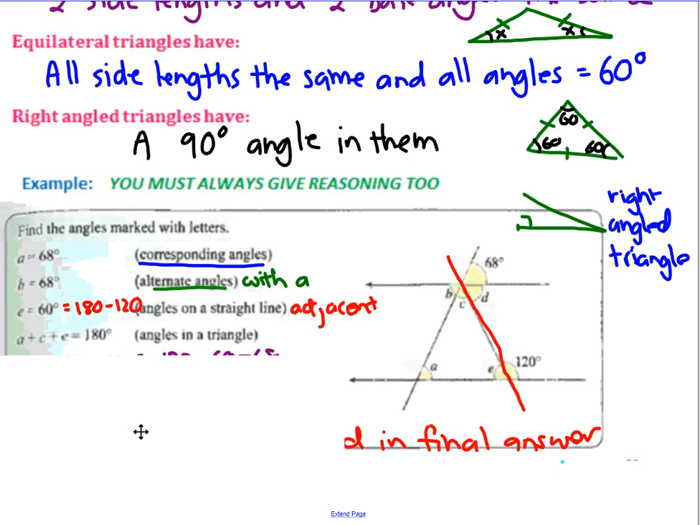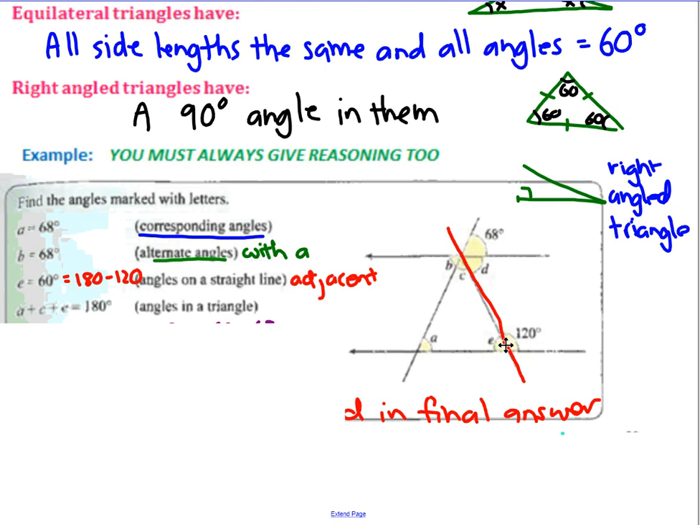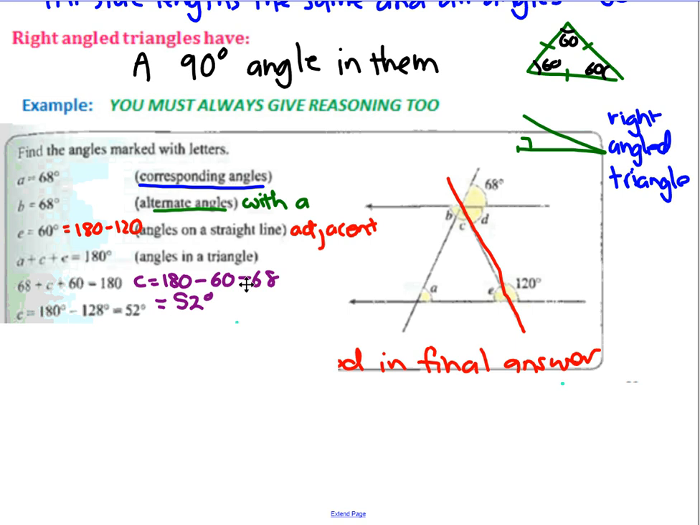Okay, but moving right along, A plus C plus E, we know A, we know E, how can we work out C? A plus C plus E equals 180. So C equals 180 minus 68 minus 60. So we know that's 60, we know that's 68. So C must be 180 minus those two angles that we know already. So C is 52 degrees.